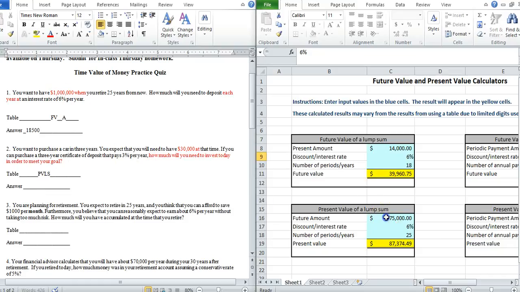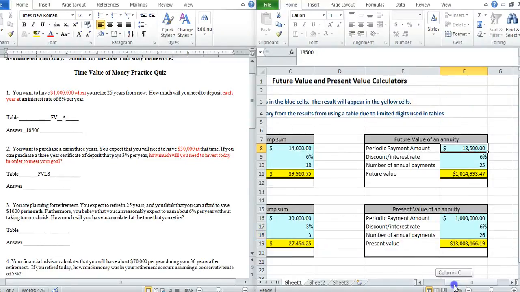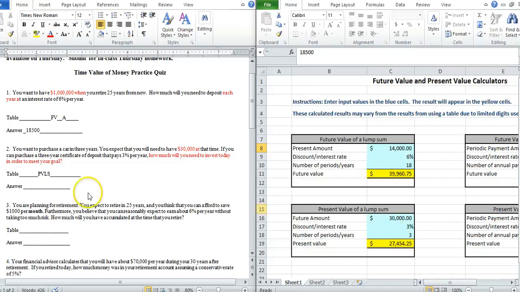So I'm going to go here. My future amount that I need is 30,000. My interest rate is 3%, and my number of years is 3 years. So my answer here, 3% at 3 years, is going to be $27,454.